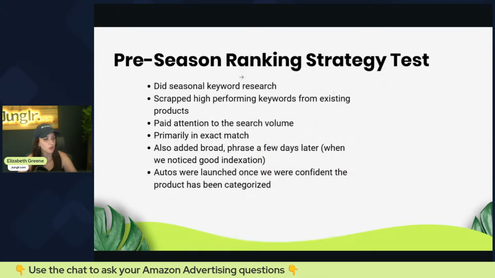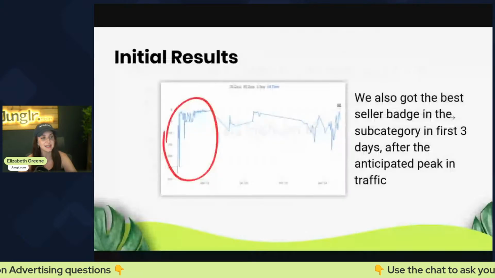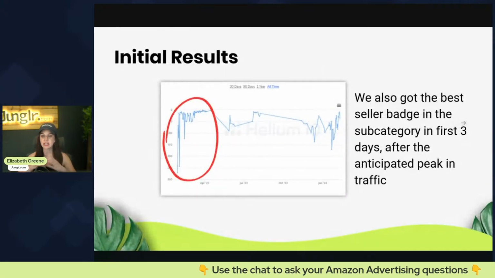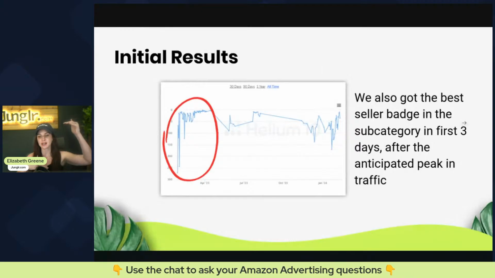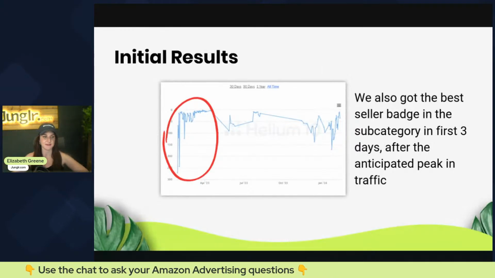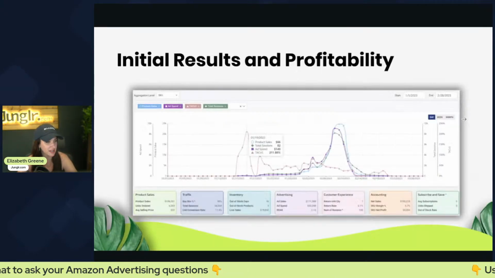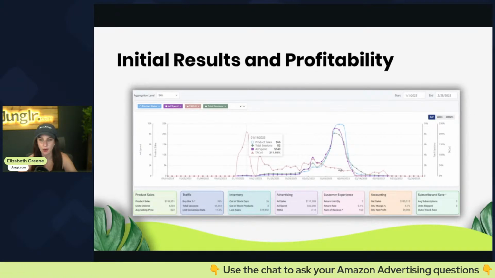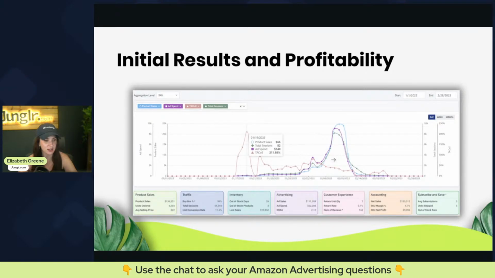Basically, we tried to rank, and so it does work. You can rank the products. And so the theory is, if I lose a little bit of money and I rank now, then I'll make up for it afterwards. And what we found after the season was done is that total ACoS is just so crazy. Even when you get really low ACoS during the peak seasonal days, it doesn't make up for it.